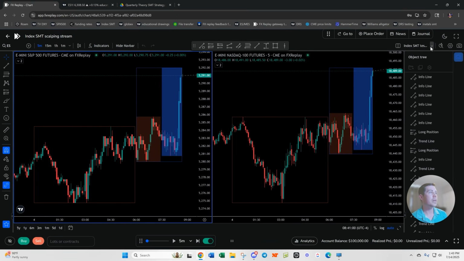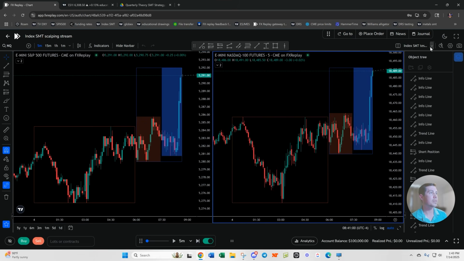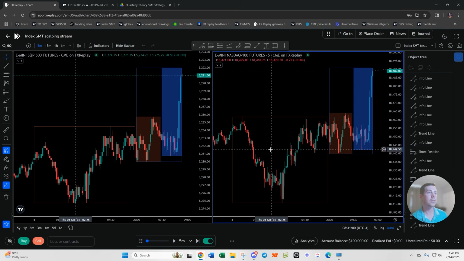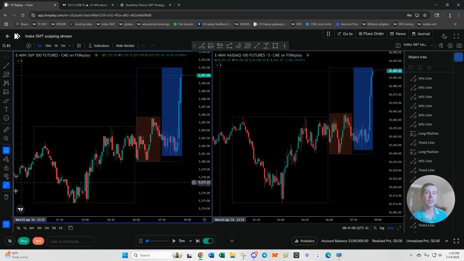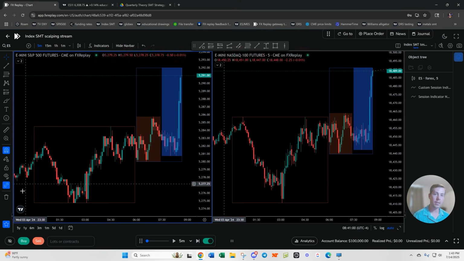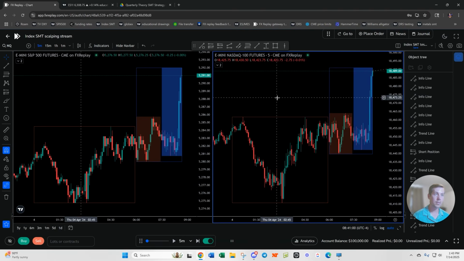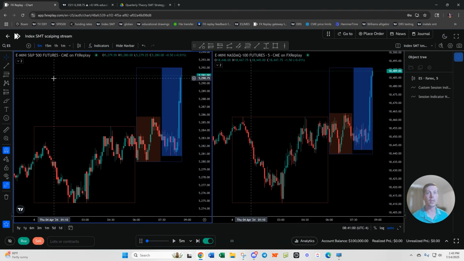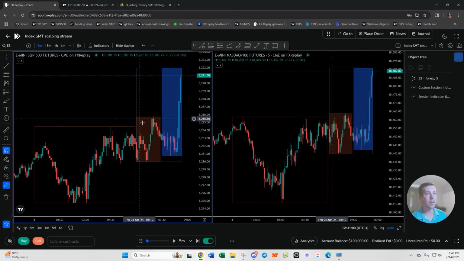So I'm probably going to make a clean layout so I can just delete all my drawings, make sure it's more efficient. So I'll just make a copy of this previous one and say this is for my stream. Save it. So I've got a specific layout for this session. I'm going to delete all my other drawing tools and clean up the chart a little bit for both of these. Okay, so we've got just the indicators, no drawings. Chart should be good to go.